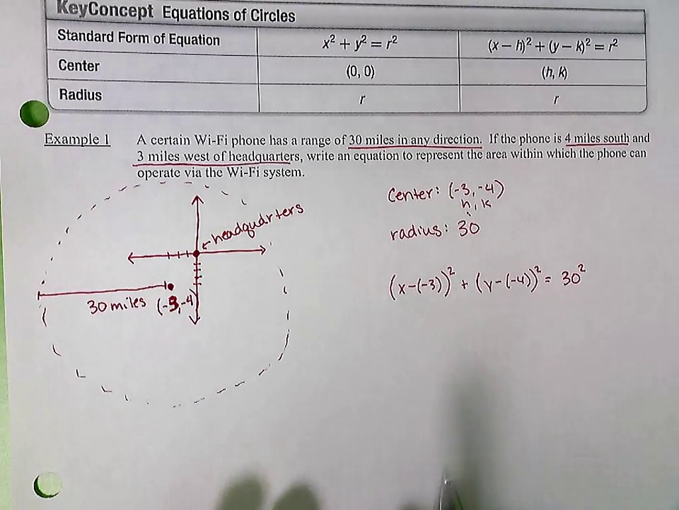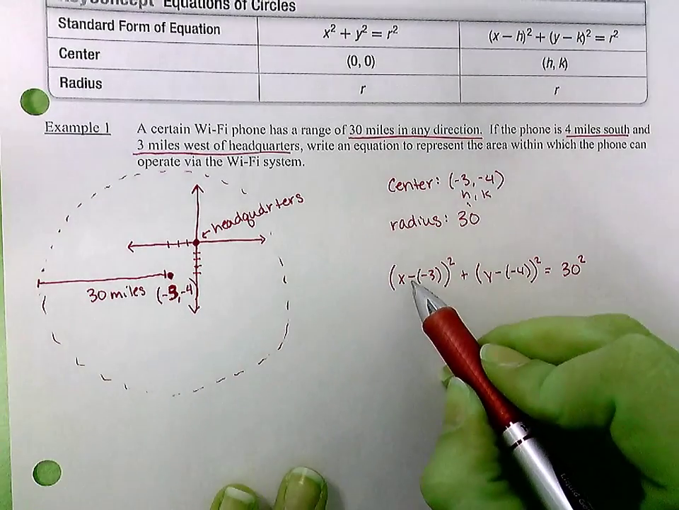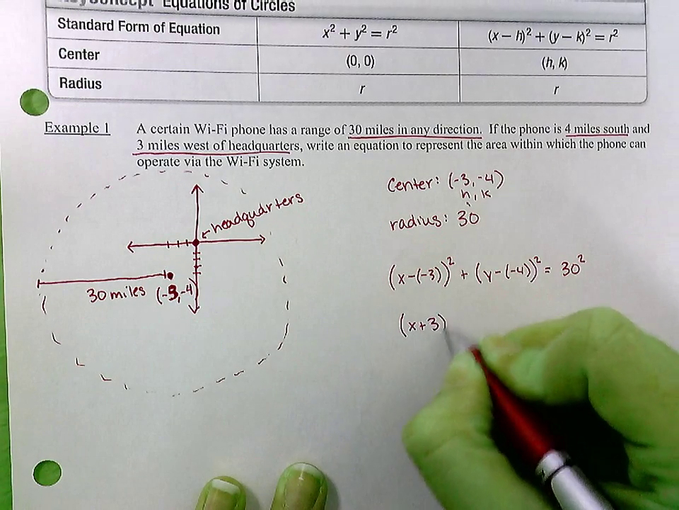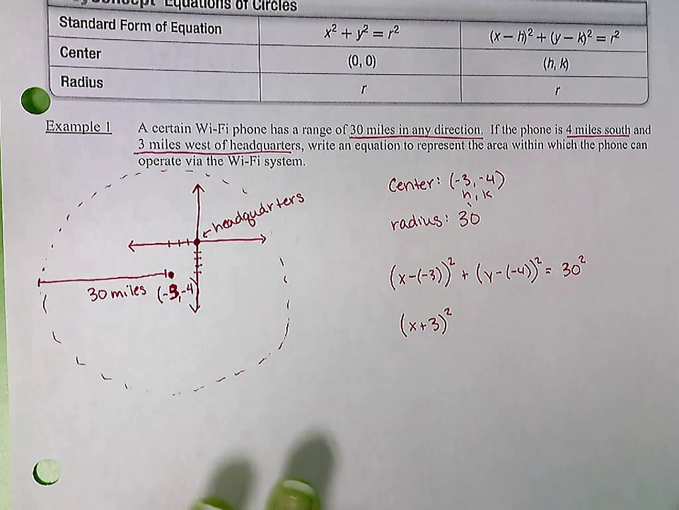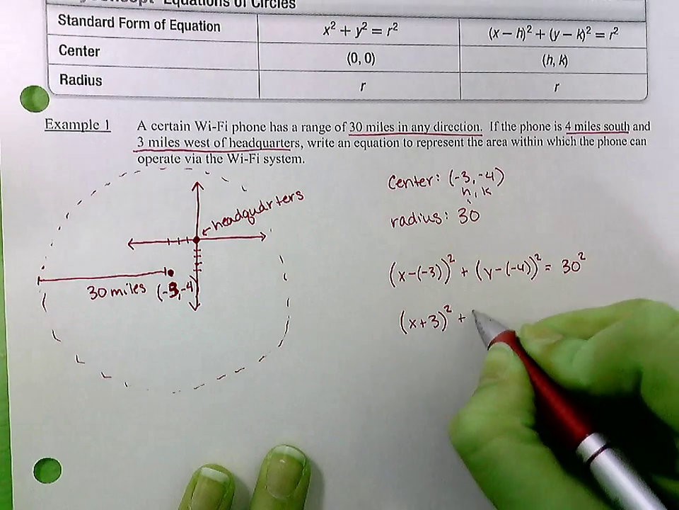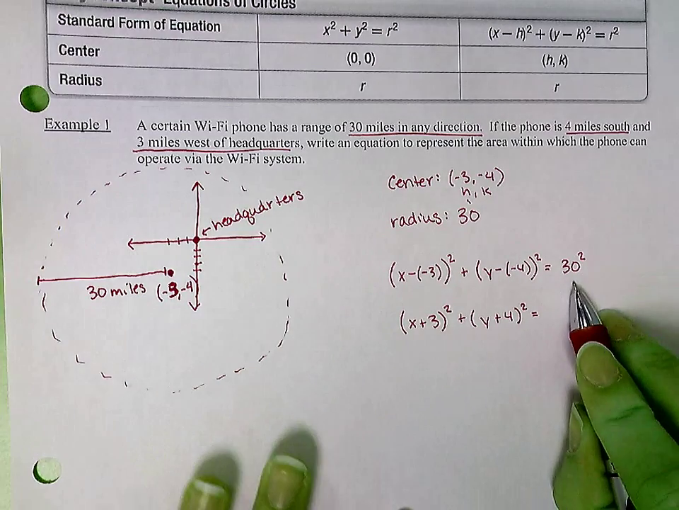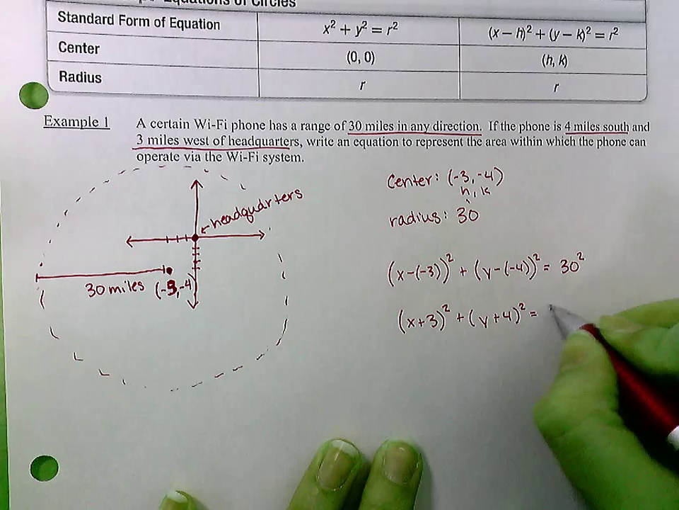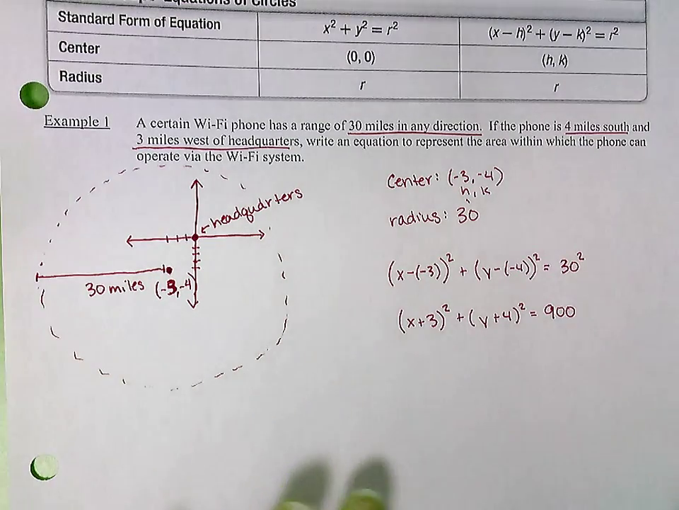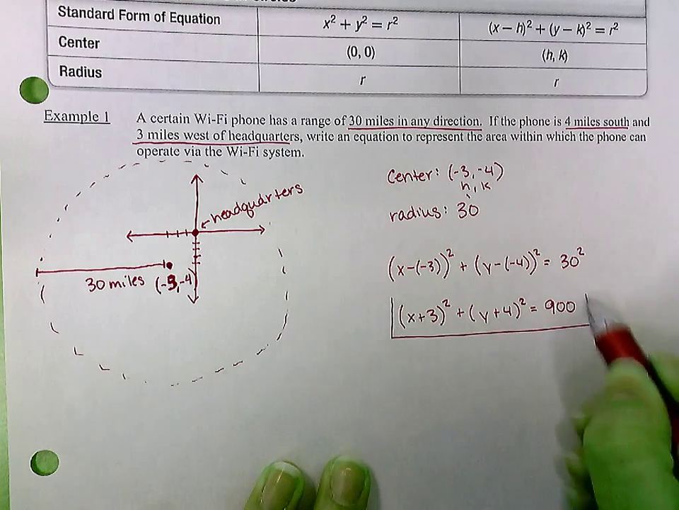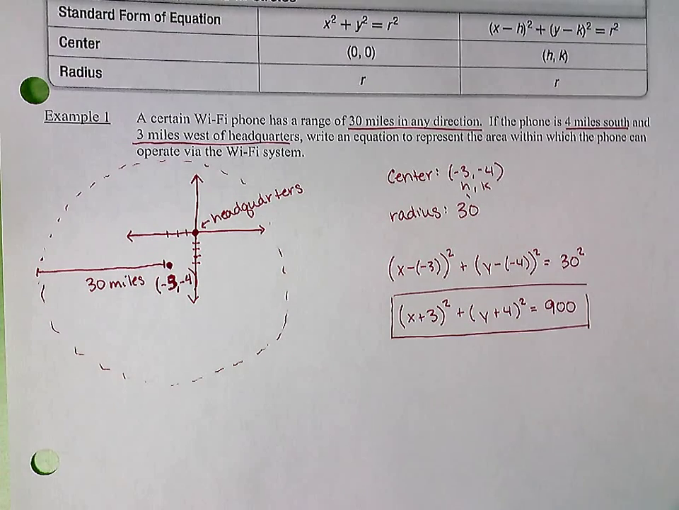Now I can simplify this a little bit. If I have minus a negative, it's just a positive. So we can say this is x plus 3 squared plus y plus 4 squared. And then I can square 30. That's 900. All I was doing was finding the equation of that circle, since I knew the range that phone could reach to.